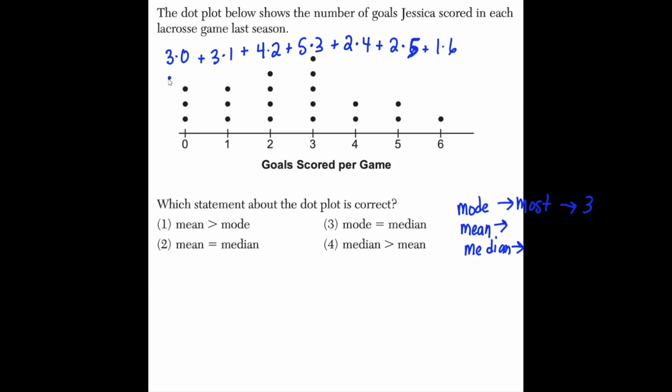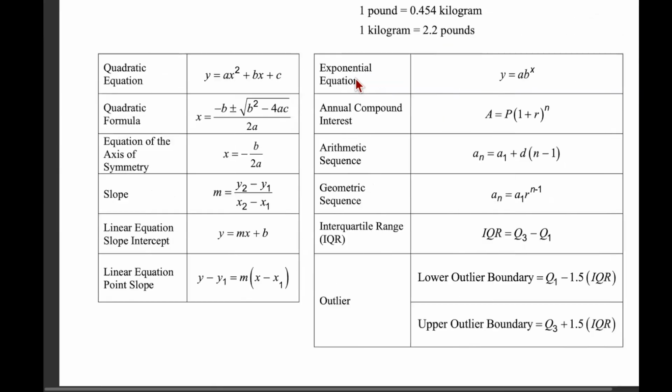Now, I also need the total. So how many actual games were there? I've got to count that up. 1, 2, 3, 4, 5, 6, 7, 8, 9, 10, 11, 12, 13, 14, 15, 16, 17, 18, 19, 20. Okay. So after I add all those up, I divide by 20. This part here, I could do that math myself, or I can go to my calculator and just type that in.